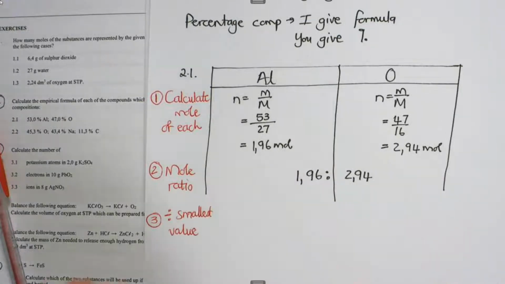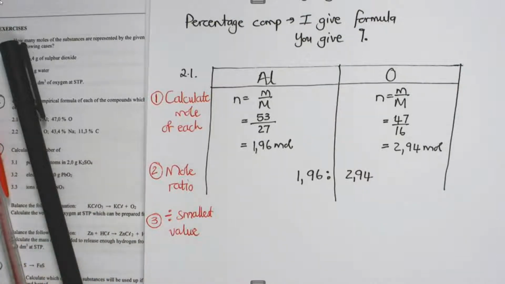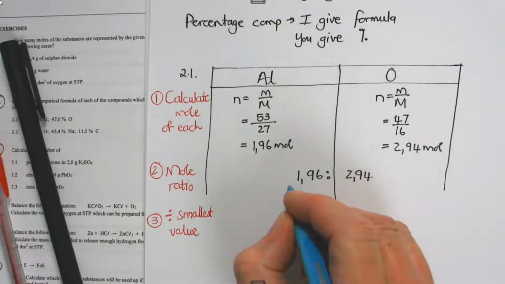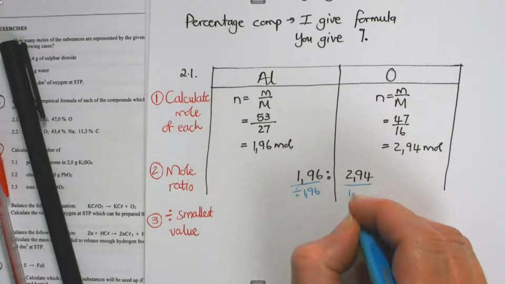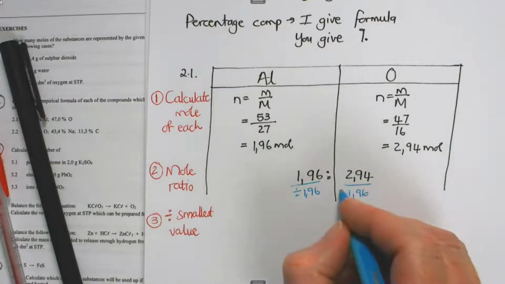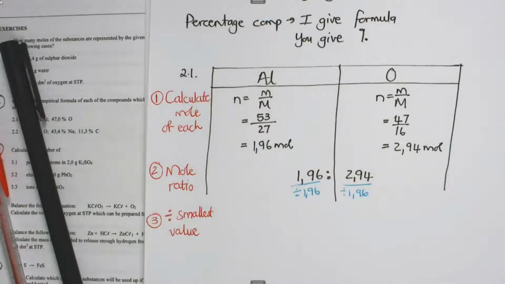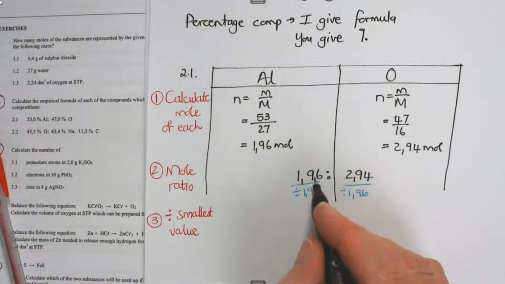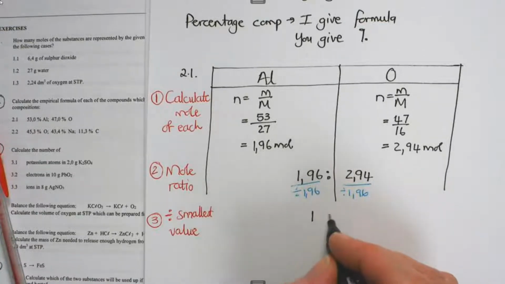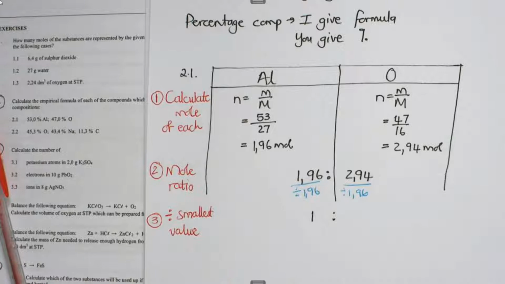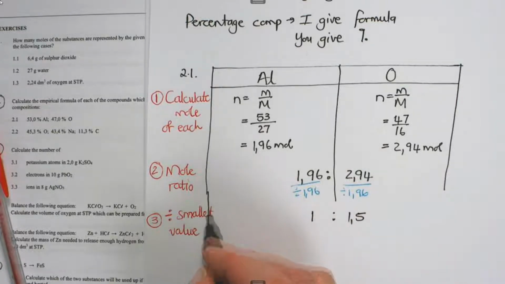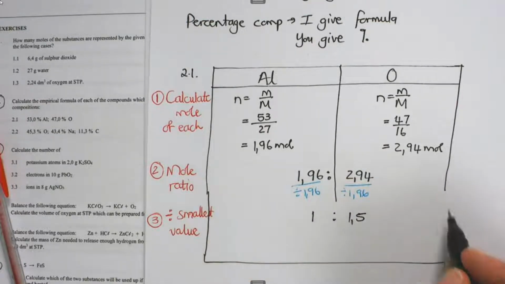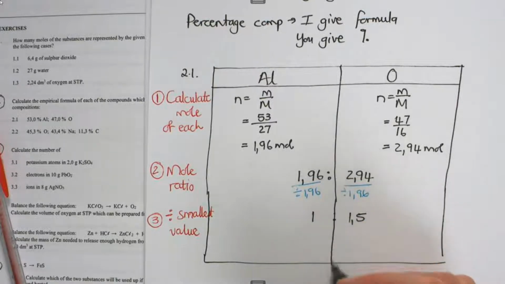I'm just going to use a blue pencil. I'm going to divide by 1,96 on both sides. You don't have to show it, but I just want to show it to you for the explanation's sake. So 1,96 divided by 1,96 gives me 1, and 2,94 divided by 1,96 gives me 1,5. I just want to put my lines in there.